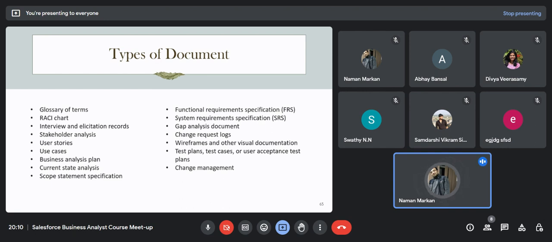There are many key documents which are prepared, and multiple people are involved in the project. They have to ensure that everything is covered from the initiation to the ending, until the time the project goes live. You can see there are multiple documents. First is the glossary of terms, RACI chart, interview and elicitation records, stakeholder analysis, user stories, use cases, business analyst plan, current state analysis, and solution specification.